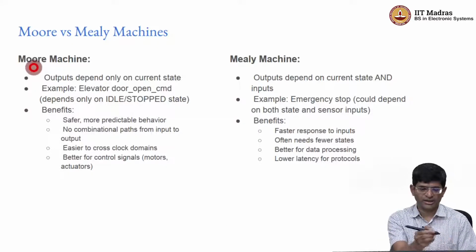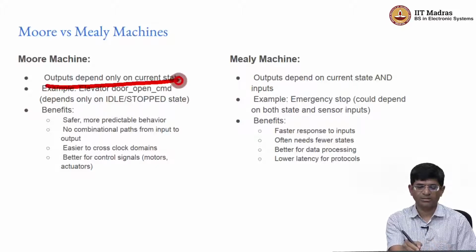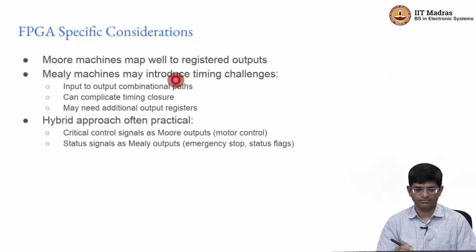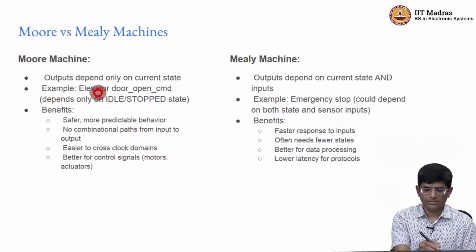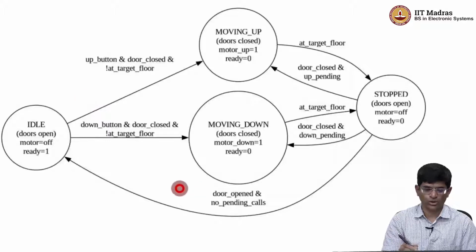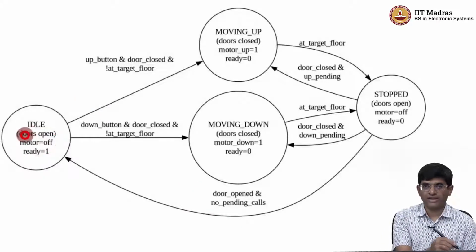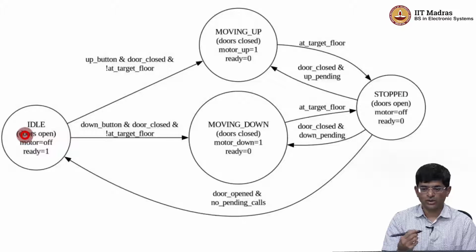Now a Moore machine essentially says that the outputs depend only on the current state, right? So what do we mean when we say that the outputs depend only on the current state? For example, in this diagram that is shown over here, these are the outputs and they depend only on the current state. So, this is an example of a Moore machine, right.